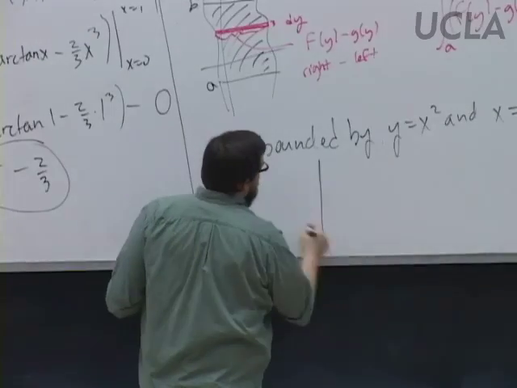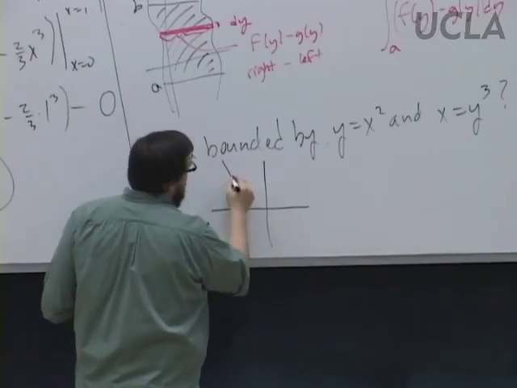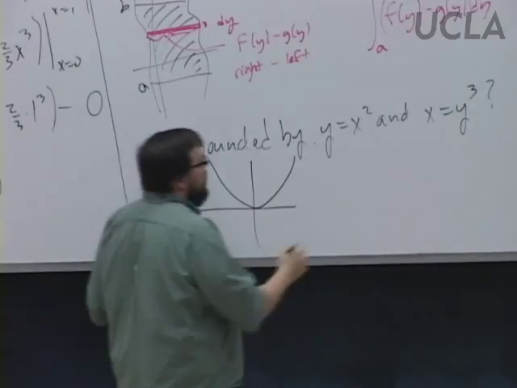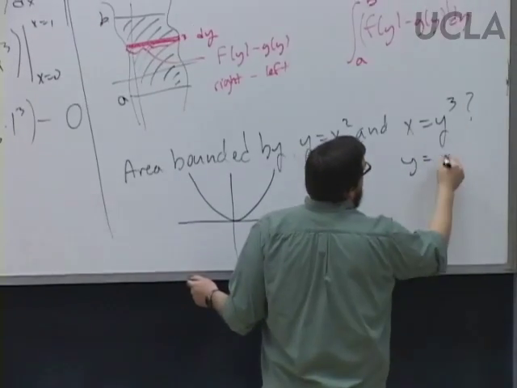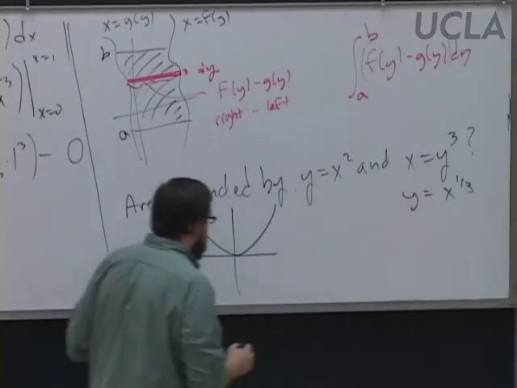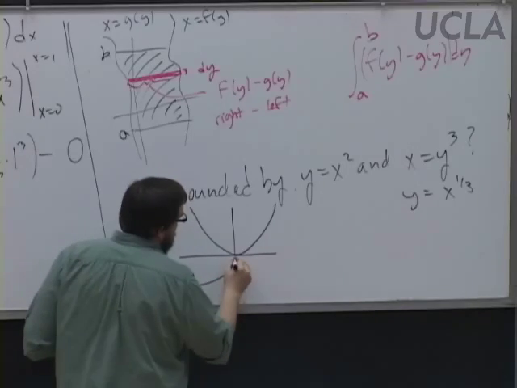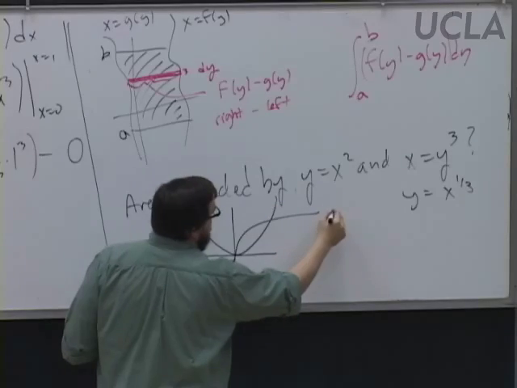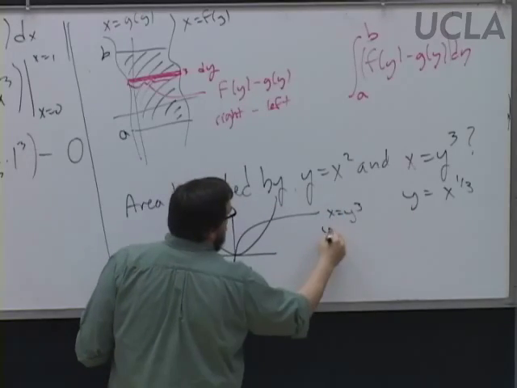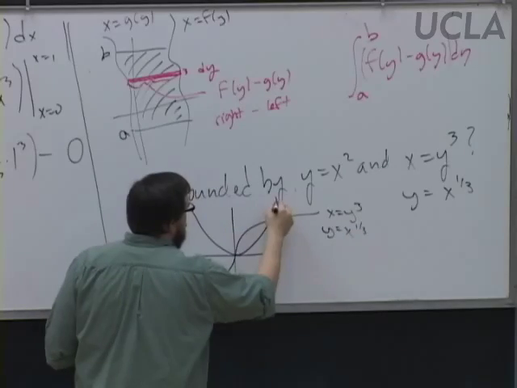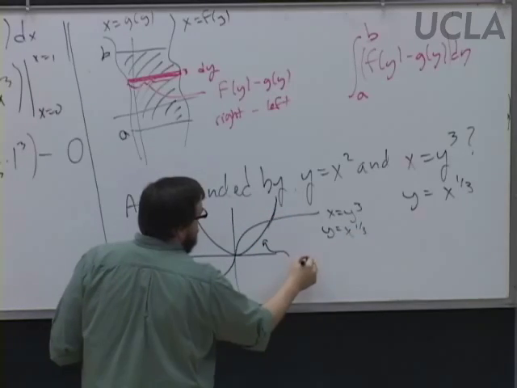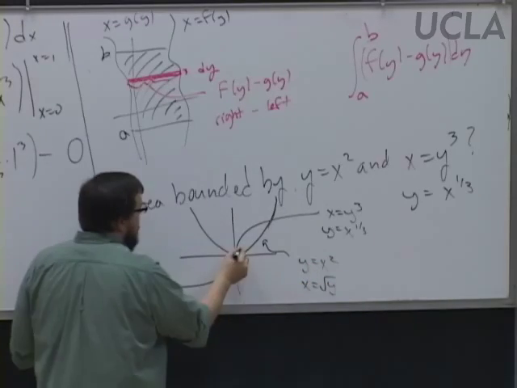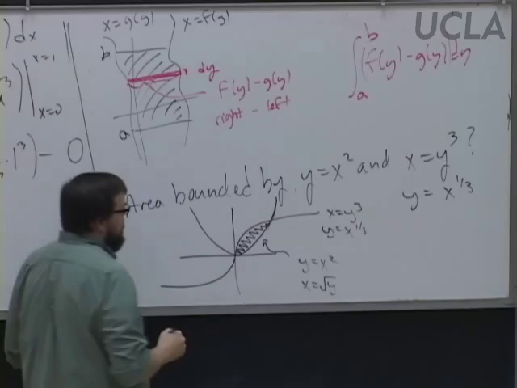So first off, what do the pictures look like? y equals x squared, well, we know that looks like a parabola. What about x equals y cubed? Well, this is the same as saying y equals x to the 1/3. Okay, so here, this is my x equals y cubed, or y equals x to the 1/3. Two ways to think about this curve. Now, this curve here, this is y equals x squared, but you can also think of it as x is the square root of y. And notice we have this region. So we're really trying to find that region.